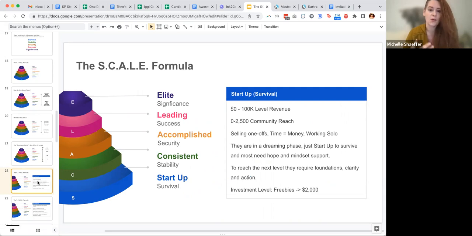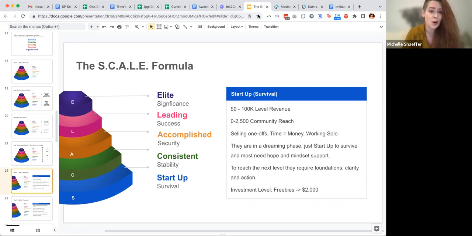This is startup or survival level. Businesses at this level are generally 0 to 100K in revenue. They have a community reach of somewhere between 0 and 2,500. And this is between lists, social media, all of that. They're usually selling one-offs. So time equals money at this point. They're working by themselves and they're in a dreaming phase, right? They've got these ideas of what's possible, the potential, but they don't have a lot in place yet, right? And this is a great audience if you have the right offer to be able to help.